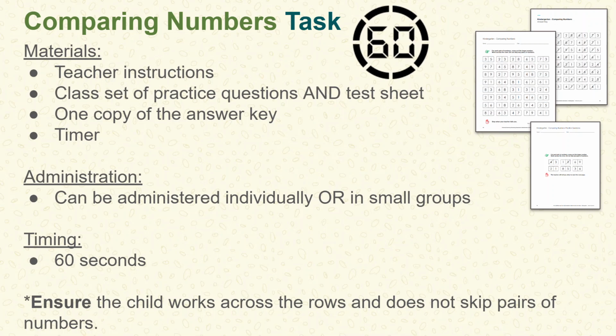And you will need a device that you can use a 60-second timer on. This can be administered individually or in small groups, which you will have to use your professional judgment to determine what makes the most sense for the children in your program. And again, you may only allow 60 seconds for this task, not worrying whether or not students complete all of the pairs of numbers. It is very important that you ensure that the student works across the rows from left to right and that they do not skip or omit any pairs of numbers.